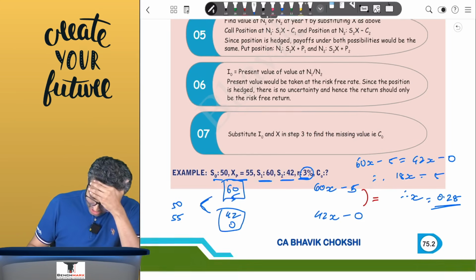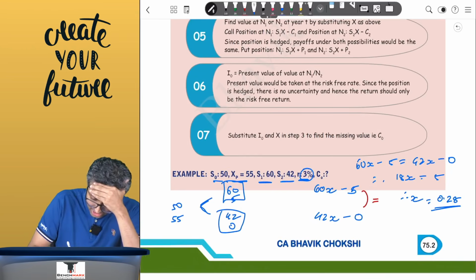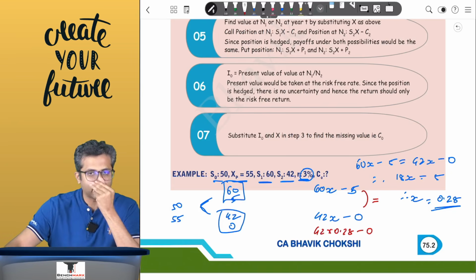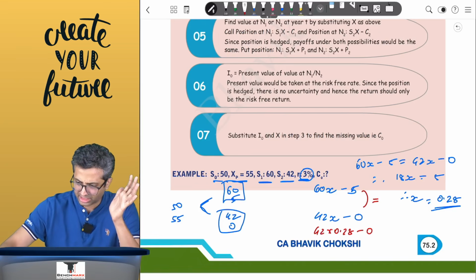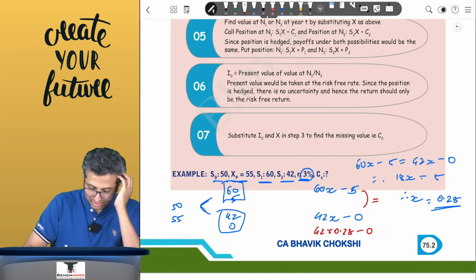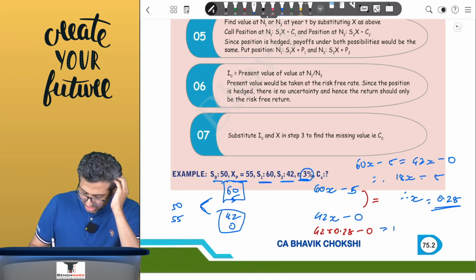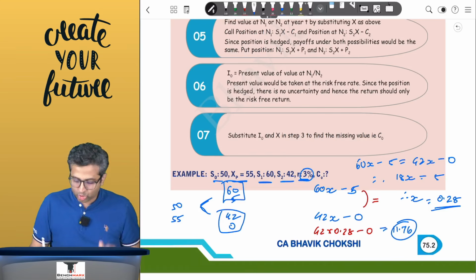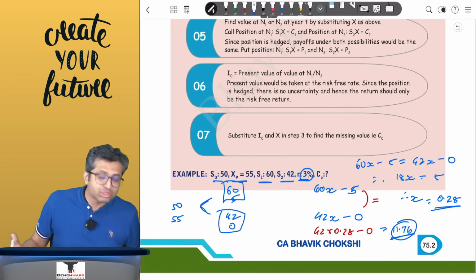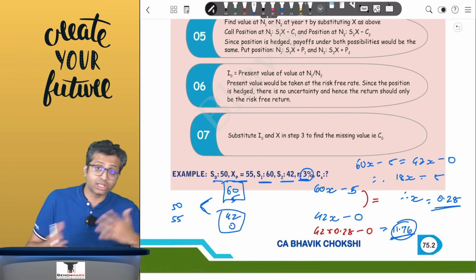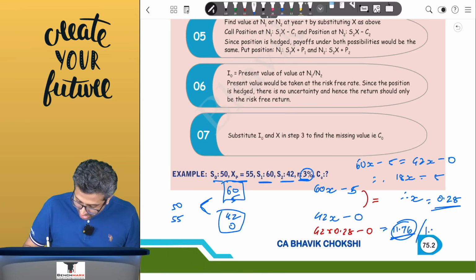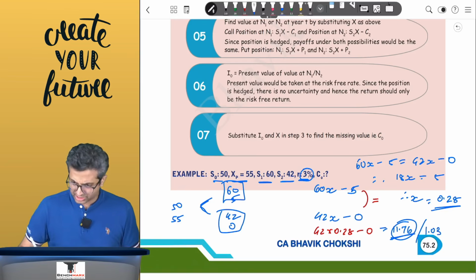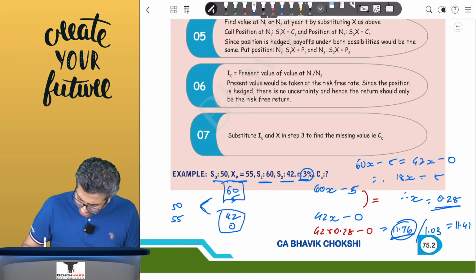Once you do that, you can find the value at any of these positions, that is 42 into 0.28 minus 0, or you can do 60 into 0.28 minus 5, you will get the same answer. So this will be around 11.76, which means we are sure that after 1 year, no matter what happens, our portfolio is going to give me 11.76. Because it is hedged, the positions are risk free, and hence the value today will be 11.76 divided by 1.03. Why? Because they are going to give me the risk free rate of return, there is no risk, and hence 11.41 will be the investment today.